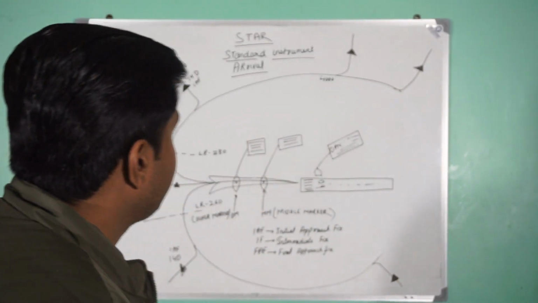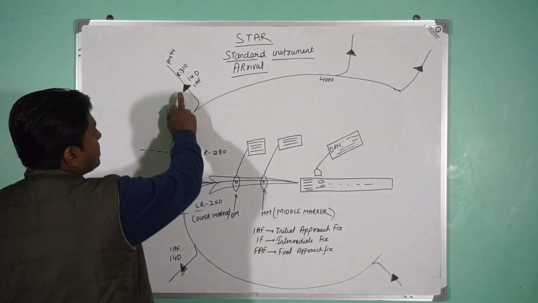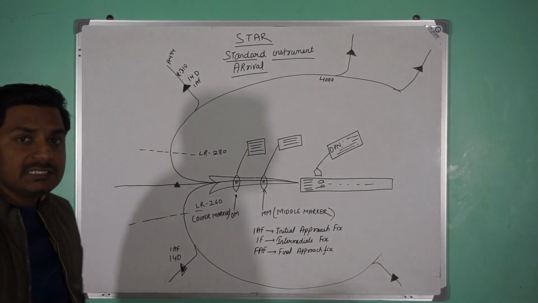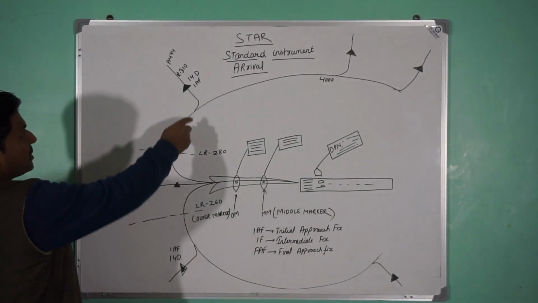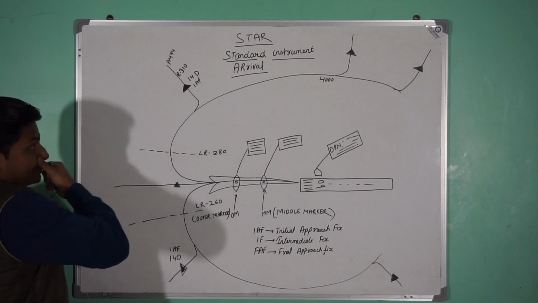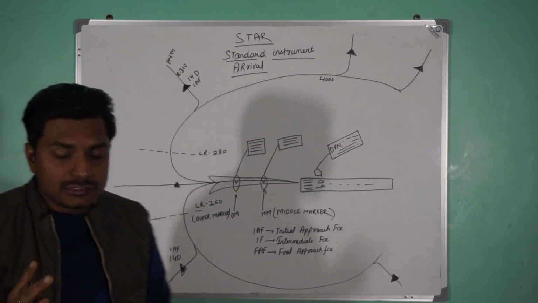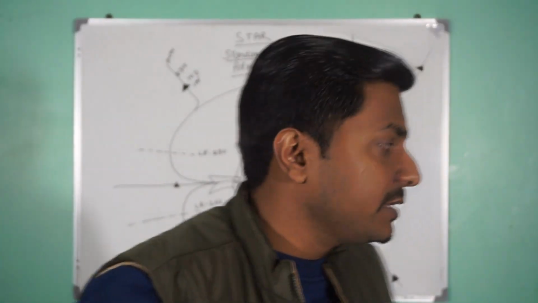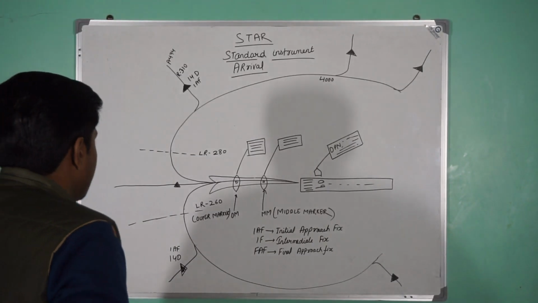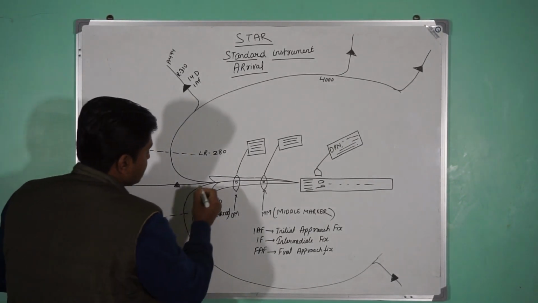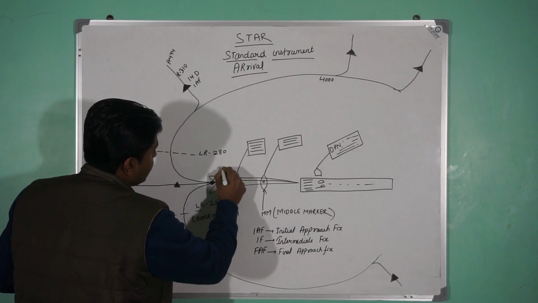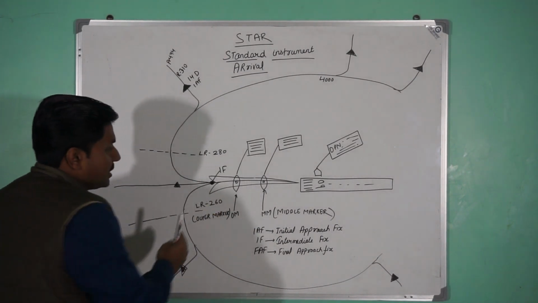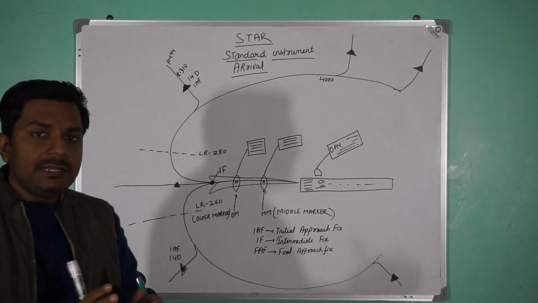In this you can see I have made a few triangles. These are not waypoints, these are initial approach fixes. You can see here I have also written initial approach fix. The second point is the intermediate fix. The intermediate fix is the point where, once you align on the runway, suppose this point can be your IF. So this is the intermediate fix, the point from where you will be aligned on the runway.